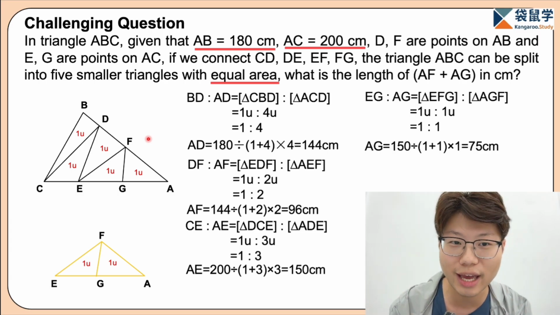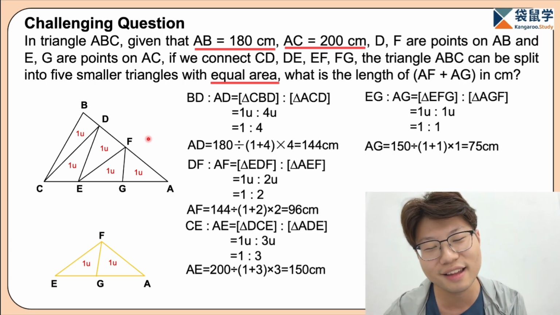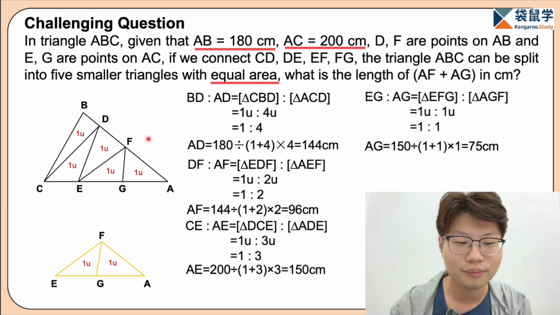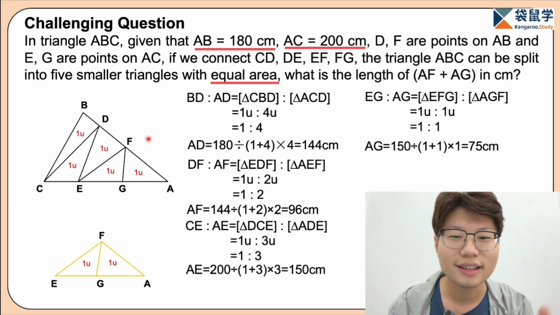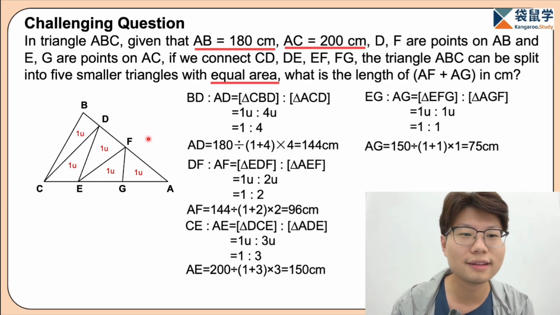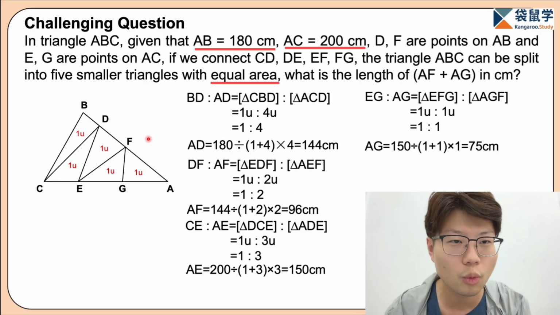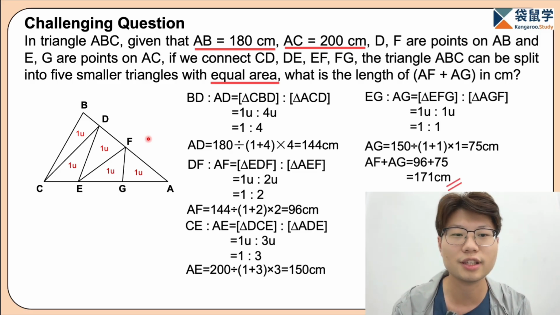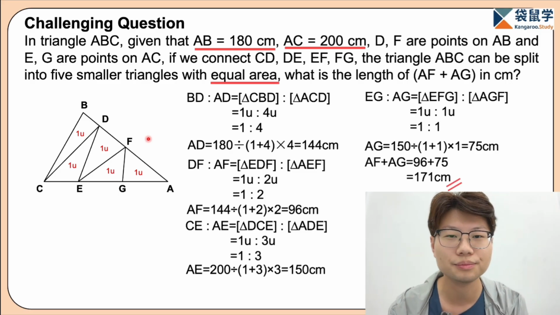We already know the AF length. We already know the AG length. Can we get the final answer now? Very easy. It's 96 plus 75, which is 171 centimeters. So here is the final answer.